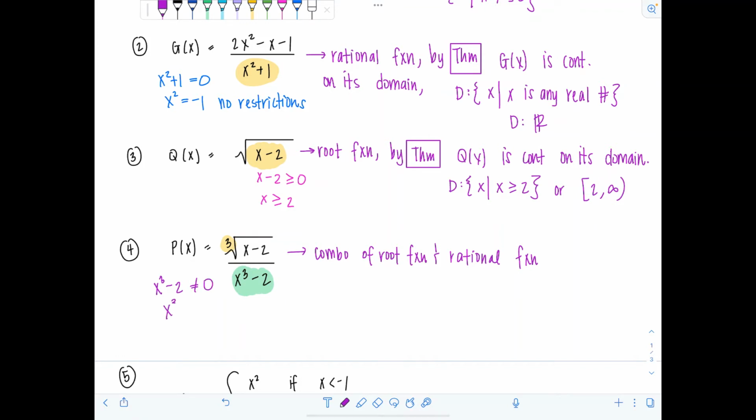So that means x cubed should not be 2. So x should not be the cube root of 2. Everything else is good to go. Everything else will be in the domain of P of x.